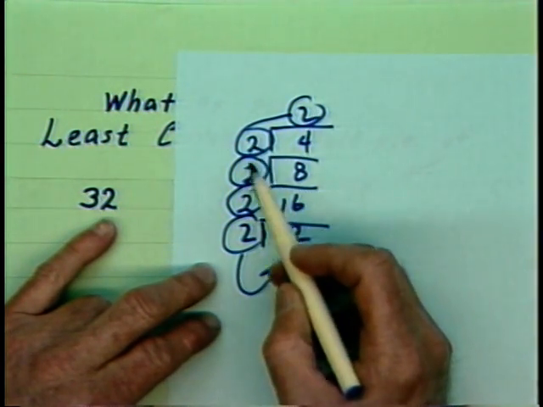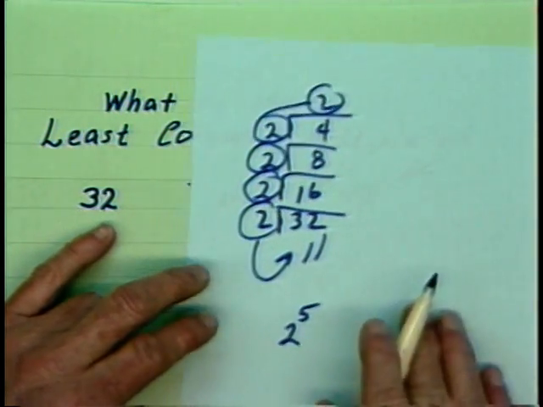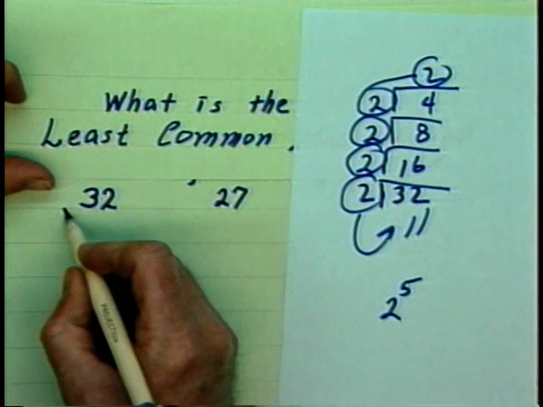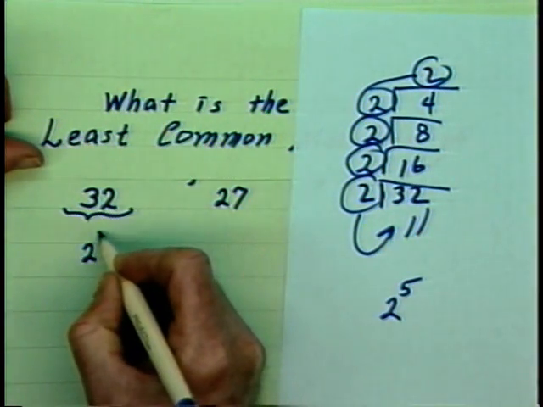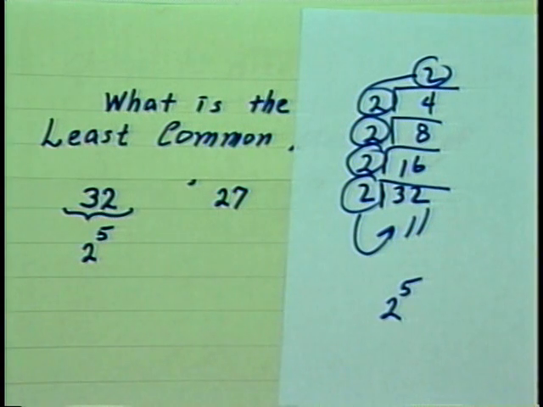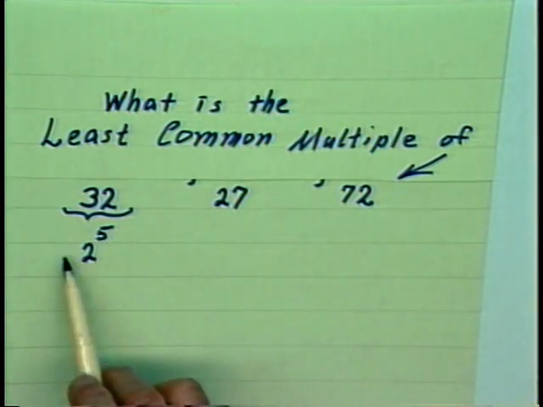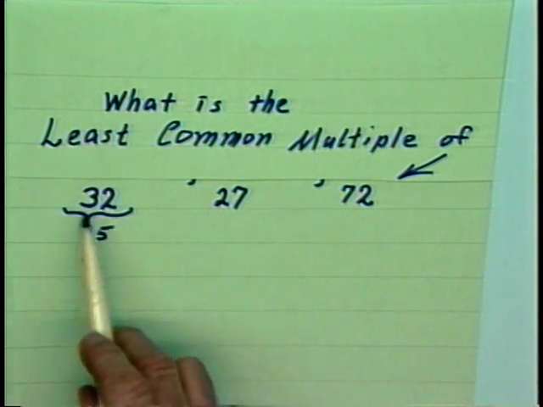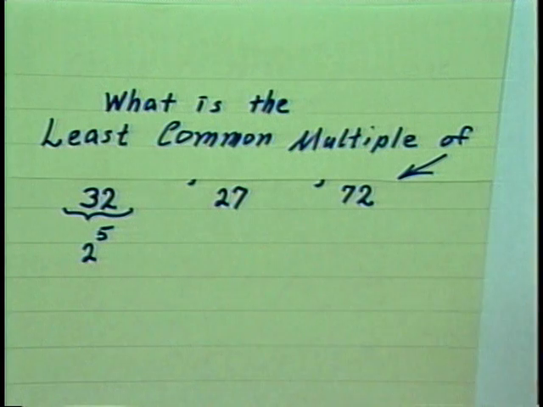Since we have 5 2's being multiplied, we write that in exponent form. So we say that 32 in prime factored form is 2 to the 5th. It's important to recall at this stage that this is another way of saying 32. Now let's prime factor 27 in the same manner.